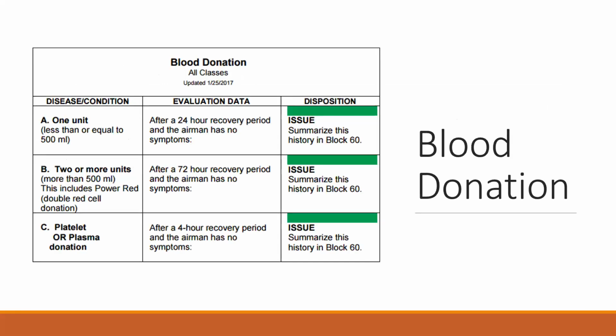And then finally, this is again one of those things you might not think about. If you give blood, 1 unit or 2 units, or a platelet or plasma donation, you should wait some amount of time before you go flying. If you give 1 unit, the FAA says you should wait 24 hours as long as you have no other symptoms. If you give 2 units, you should wait 72 hours. And if it's a plasma donation, you should have a 4-hour recovery period as long as you have no symptoms.